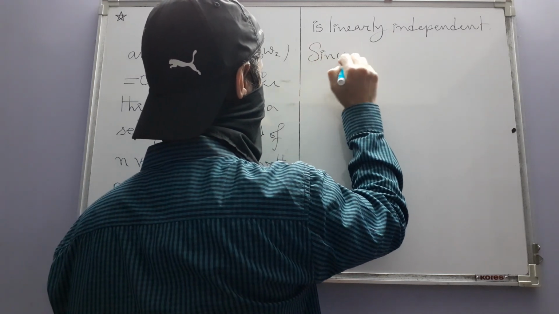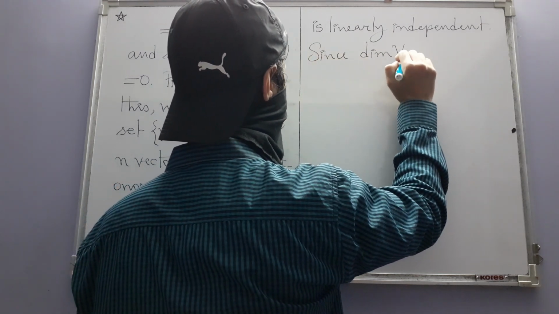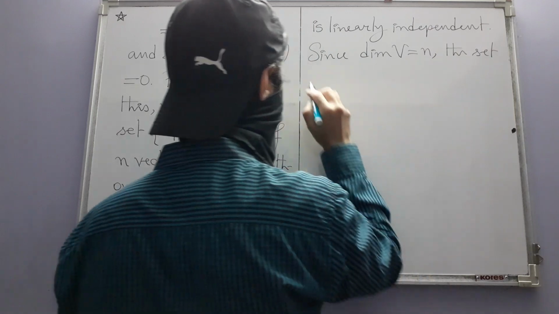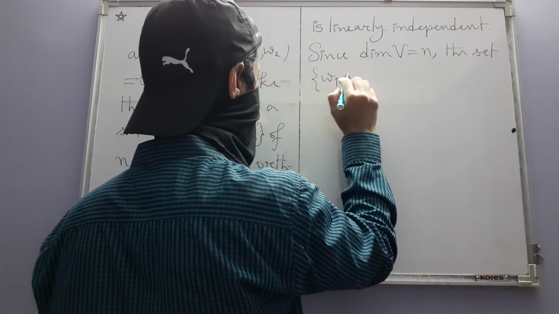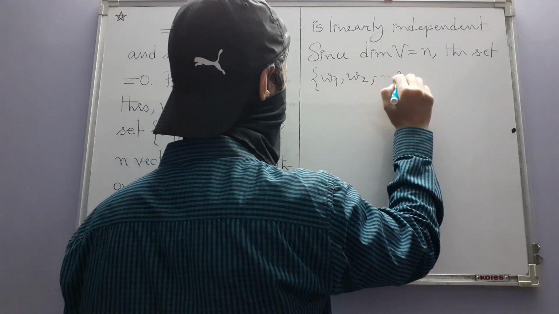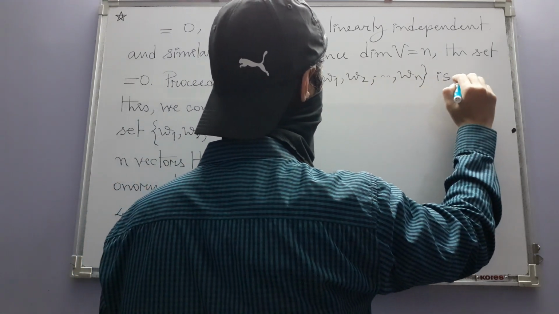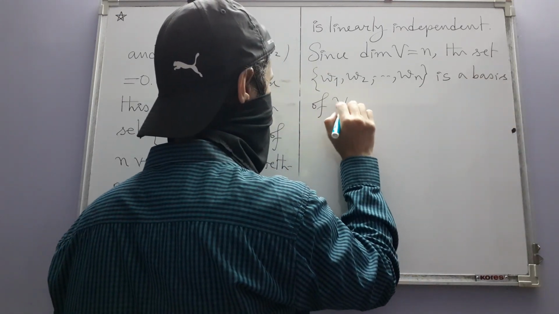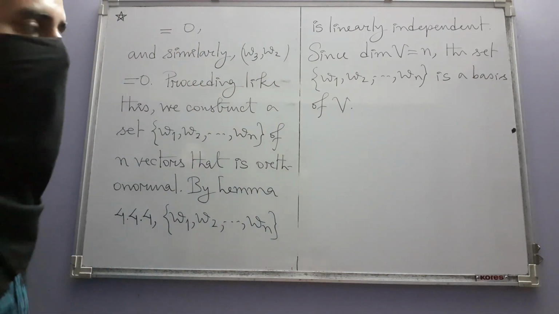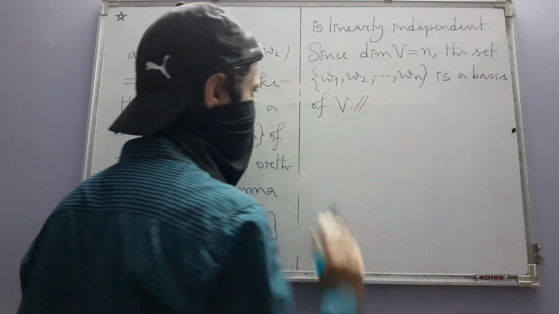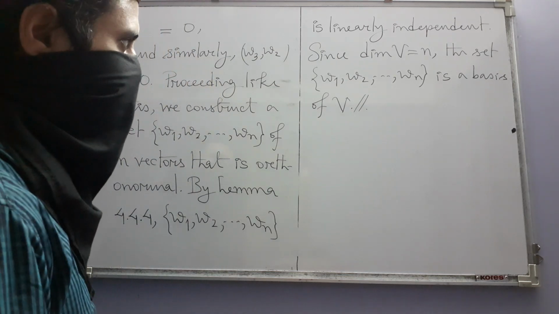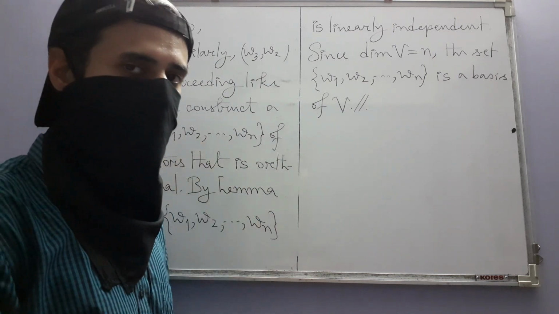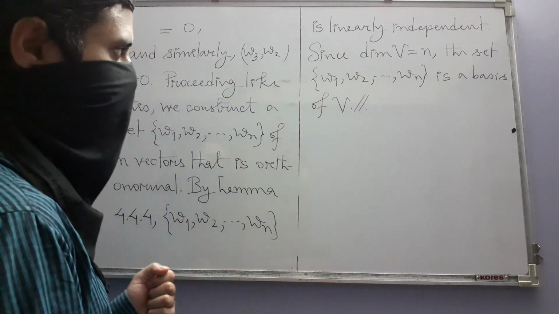since the dimension of V is n, the set is a basis of V. That's it. That's what we wanted. We wanted to find a basis of V that is an orthonormal set of vectors. The previous one is also a basis, but this one has that extra property that it is orthonormal.